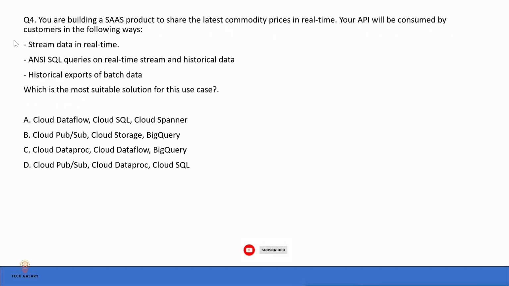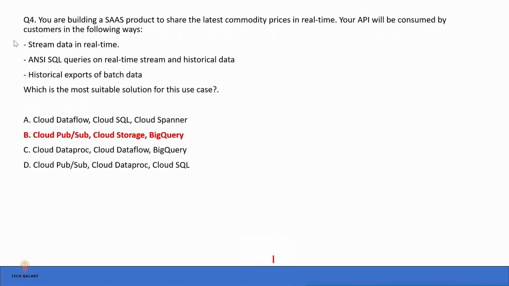Option A. Cloud Dataflow, Cloud SQL, Cloud Spanner. Option A is not correct because using these services we cannot achieve the stated requirements. Option B. Cloud Pub/Sub, Cloud Storage, BigQuery. This option is correct. Using Pub/Sub, we can stream the data and using BigQuery, we can perform ANSI SQL queries. Using Cloud Storage, we can do the historical exports of batch data.